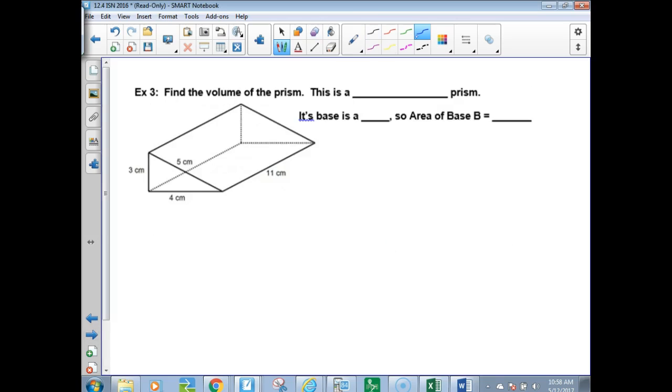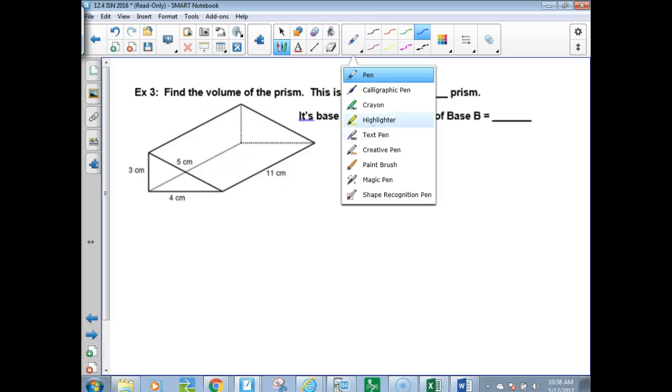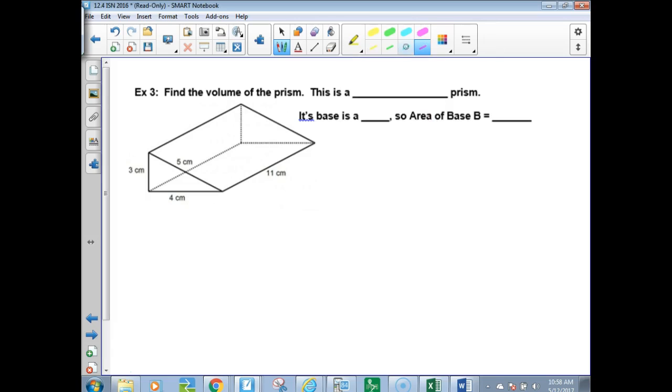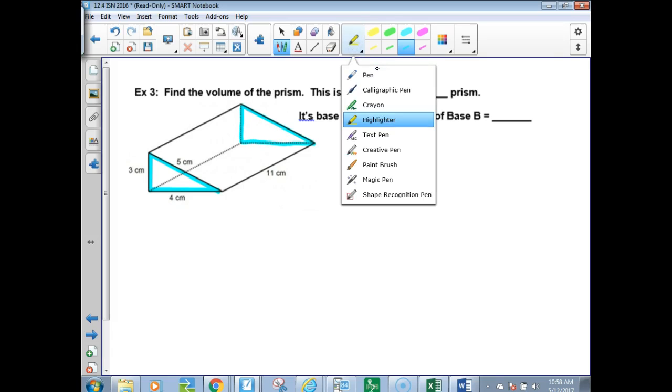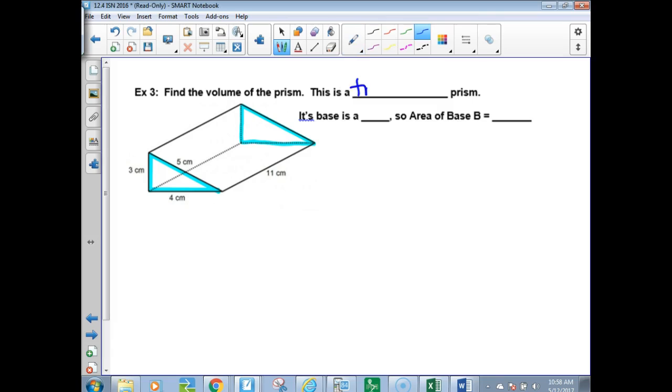All right, example 3. Now, a lot of kids have trouble with identifying this particular solid. Its triangles are the bases, and it has 2 bases. This is a triangular prism. Each base is a triangle. So the area of a base is base times height divided by 2.